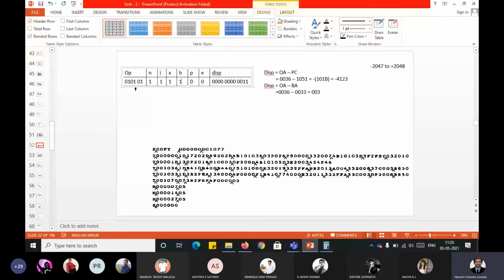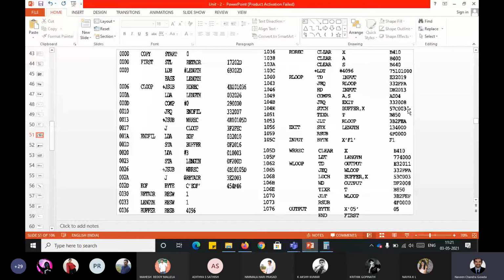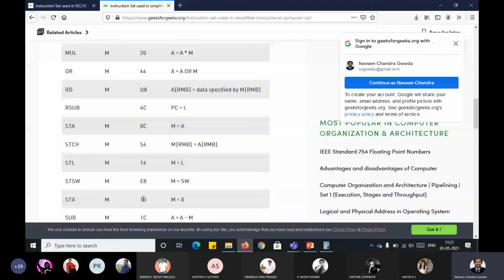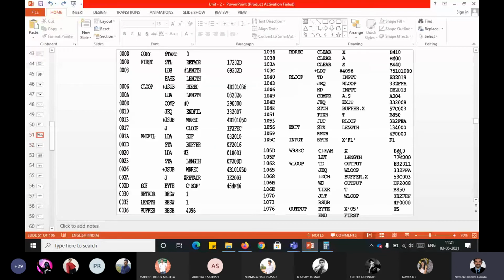So in that perspective, I told you this STCH buffer comma X belongs to the base relative. Again, you have TXRT, it's a format 3 as normal. Now let me take you to this STX length instruction. In case of STX length, first let me find out the opcode for the STX. If I find out the opcode for the STX, you can see it is 10. How to write that 10? Before I move on to the STX length, are you guys clear with the STCH buffer comma X?